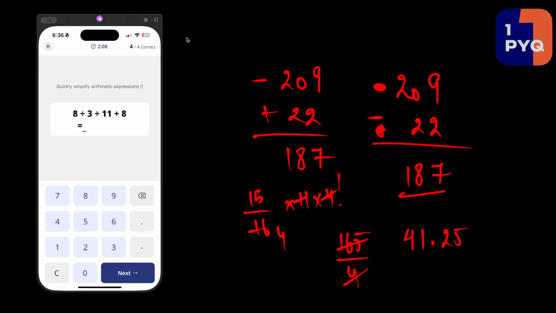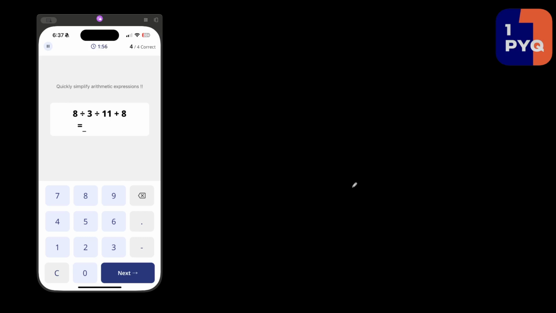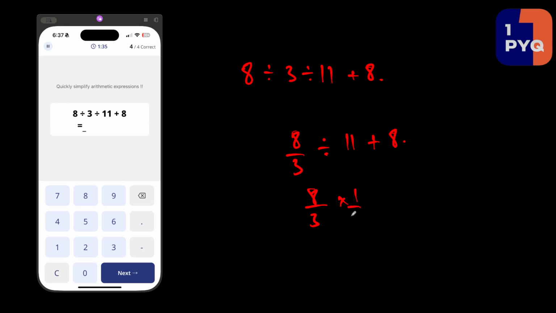Okay, moving forward. 8 divided by 3 divided by 11 plus 8. So 8 divided by 3, then divided by 11 plus 8, right? So again, 8 divided by 3 multiplied by 1 by 11 plus 8. This is going to be 33. 8 upon 33 plus 8.